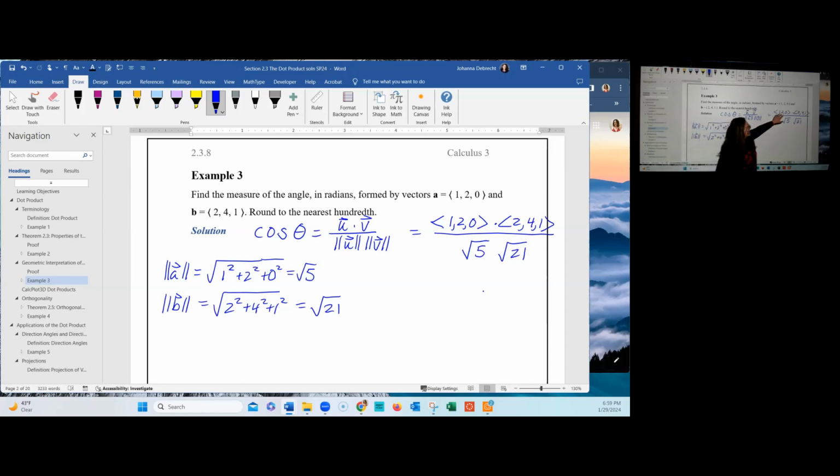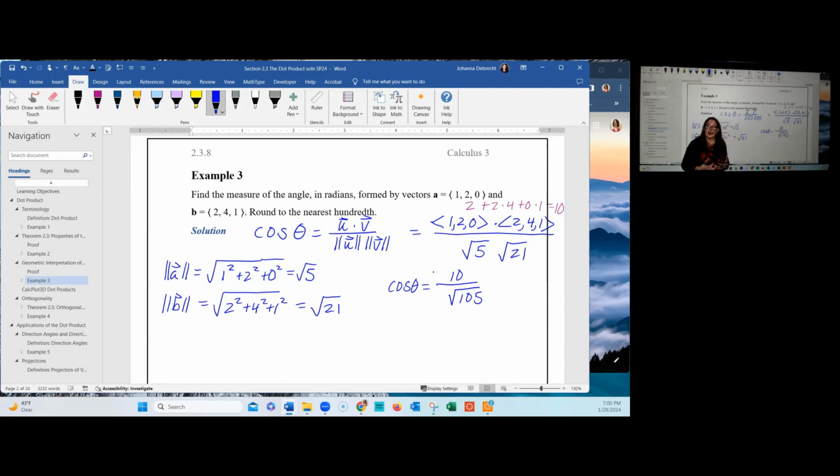And now I need to take the dot product of the numerators, the corresponding components. So 1 times 2 is 2, plus 2 times 4 is 8, plus 0 times 1, which gives me 10. Rewriting this, the cosine of the angle is equal to 10 divided by the square root of 105.